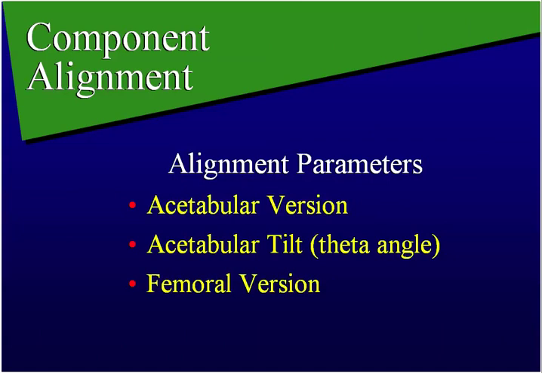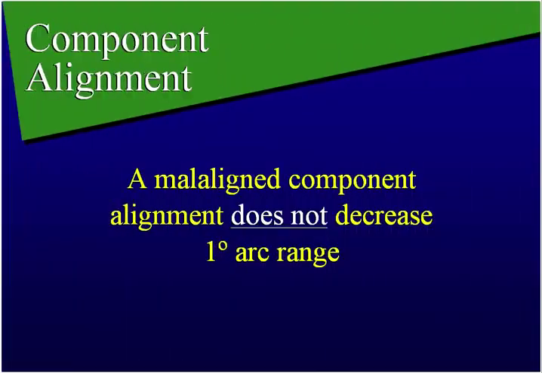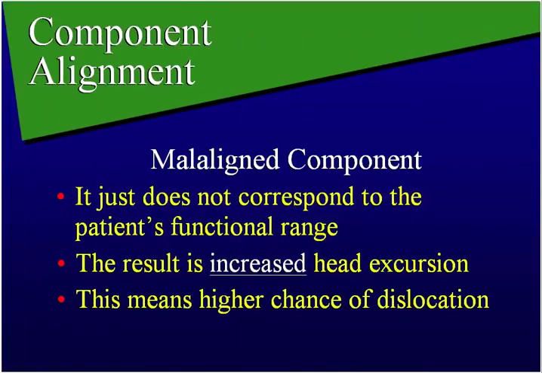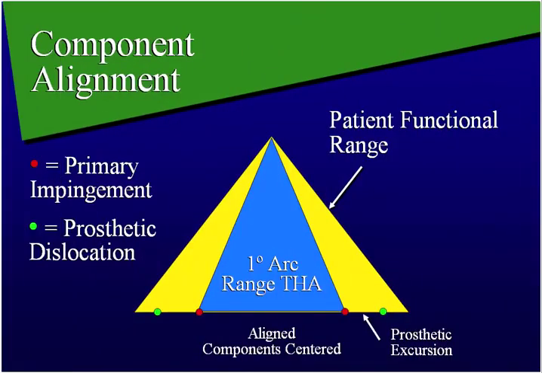If you look at component alignment, on the acetabular side there's acetabular version, acetabular tilt, and then there's femoral version. Remember that a malaligned component does not decrease the primary arc range. Rather, it doesn't correspond to the patient's functional range, and the result is increased head excursions, and that means a higher risk of dislocation. Here's the example. You have here in the yellow the arc range of a normal hip, and then you put in the blue area the arc range of your total hip, whether it's a 28 head or whatever design you put in.